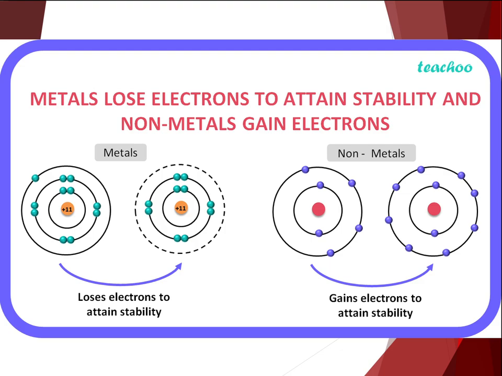Metals tend to lose electrons, and nonmetals tend to gain electrons in order to achieve a full outer level. It is this tendency to gain or lose electrons that determines how reactive an element is. The greater the tendency to gain or lose electrons, the more reactive the element.